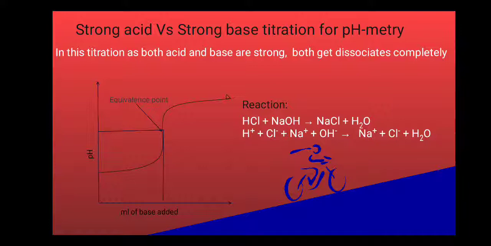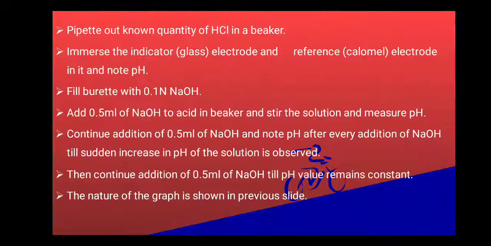When the endpoint has been reached, instead of a small change in pH, a drastic change in pH takes place. And when a drastic change in pH takes place, it indicates that the endpoint has been reached, and after the endpoint the pH remains nearly constant. The pH remains constant because 100% neutralization of the acid will take place by addition of that base. That is the explanation for the nature of this graph.